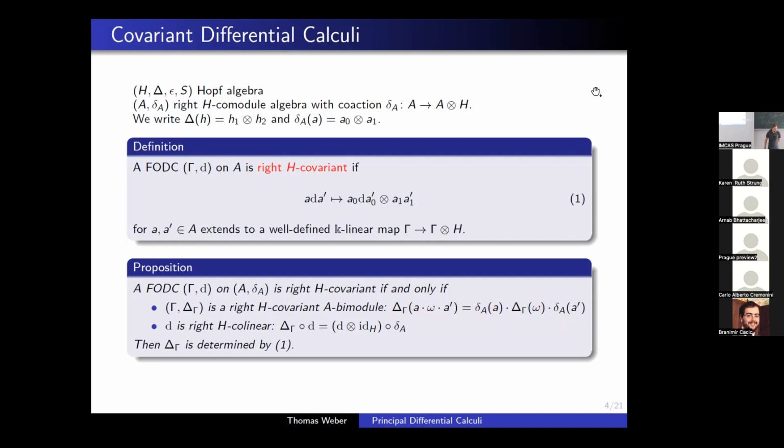Yeah, so it's basically bilinear. This is what this means. Yeah, and we also want that D is a right H co-linear map, and okay, it's clear what this means. And if this is the case, then this coaction on gamma is determined by formula 1. Okay, let's move on.